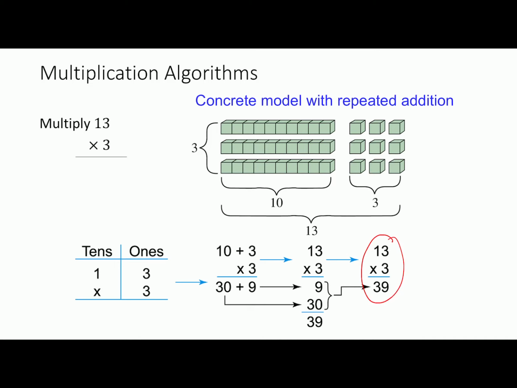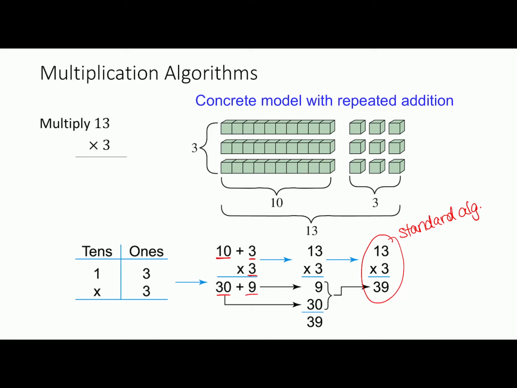So this is the standard algorithm. So let's look at what's happening. The first thing we want is that our kids are going to think about numbers as tens and ones. 13 is 1 10 and 3 ones. So when we multiply 13 times 3, that's really multiplying 3 times 10 and 3 times 3. So that's what we're doing here.